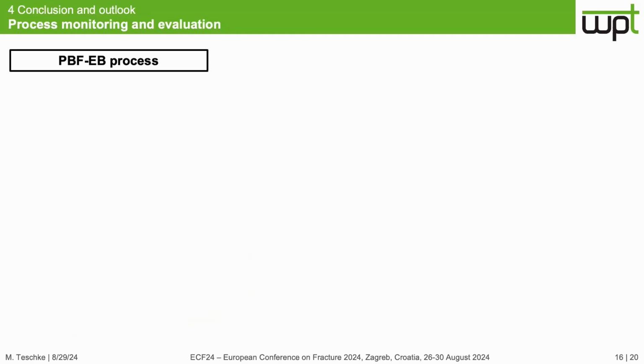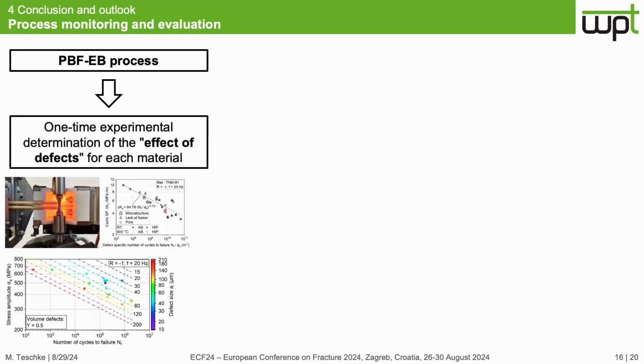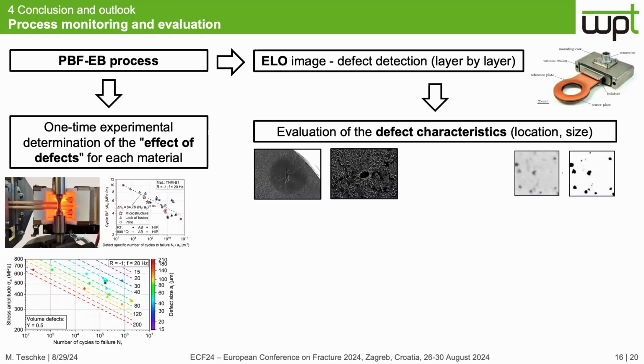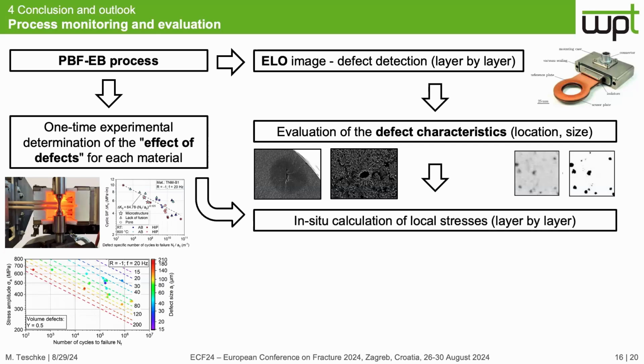So how does the method work? We start with the electron beam powder bed fusion process. First of all, for a new material, for a new set of parameters, we have a one-time experimental determination of the effect of defects, so exactly the method I showed you before. Starting with the SN curve, the Shiozawa curve, and then finding the equation for these artificial or local SN curves. Then, when we are manufacturing our real part, layer by layer, we make a scan for every layer to find the defects and their characteristics, so the location and the size. Then, taking both pieces of information together, the characteristics and the knowledge about the effect of defects for this material, we can calculate the local stresses in every layer.